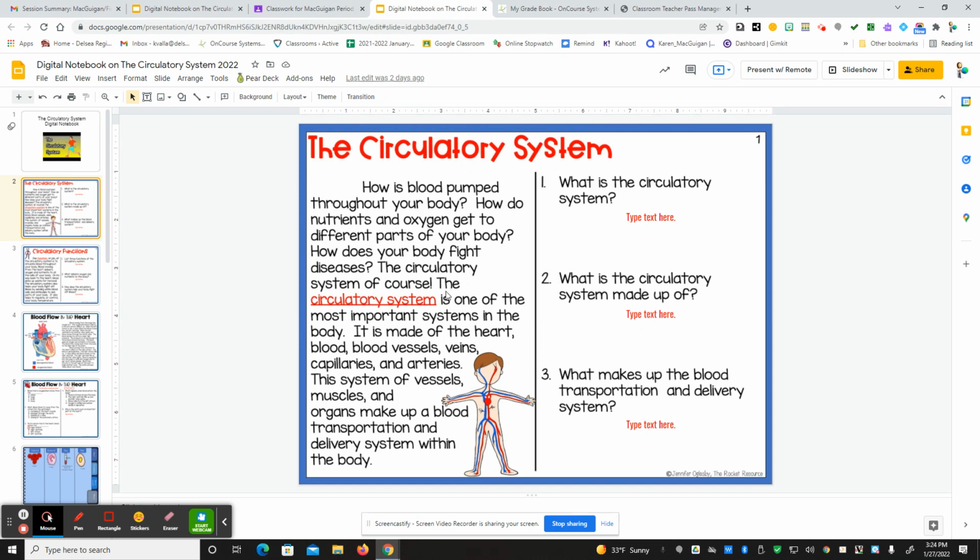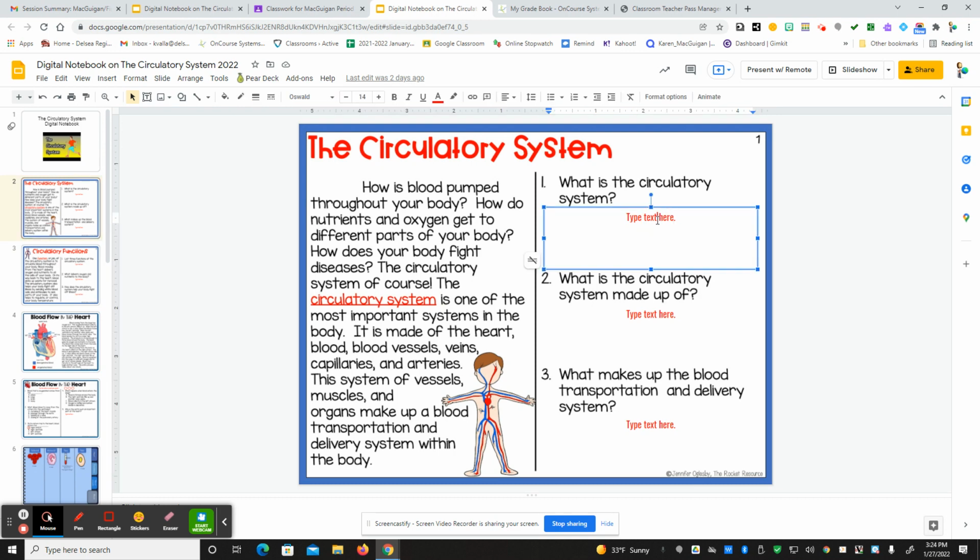It says, for example, how is your blood pumped throughout your body? How do nutrients and oxygen get to different parts of your body? Or how does your body fight off diseases? The circulatory system, of course. It is one of the most important systems in the body. It's made of the heart, blood vessels, veins, capillaries, and arteries. The systems of vessels, muscles, and organs make up the blood transportation and delivery system within the body.